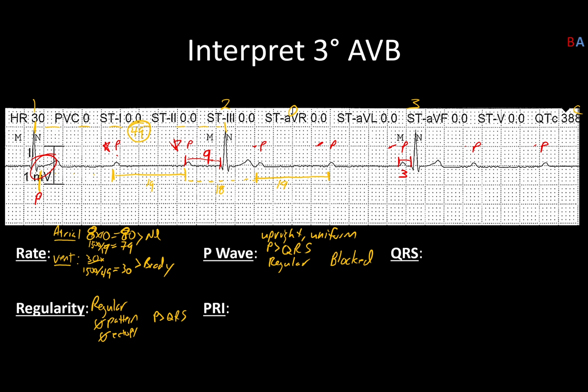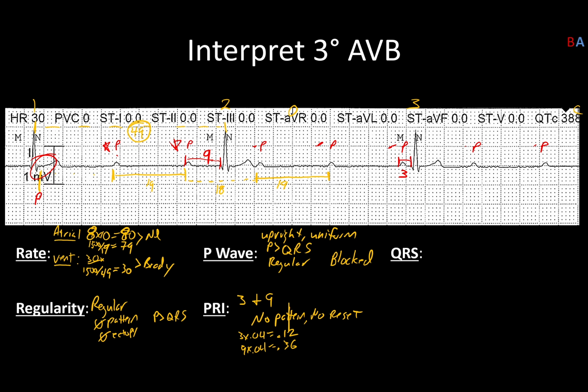So to that end, I would say my PRI is 3 and 9 small boxes, and then we have no pattern, no reset. And in case you were curious, the normal PRI is 0.12 to 0.20 seconds, which is normal, but 9 times 0.04 gives you 0.36, which is definitely not normal.